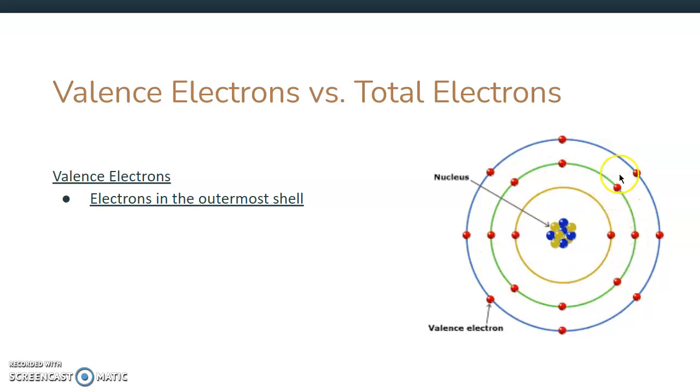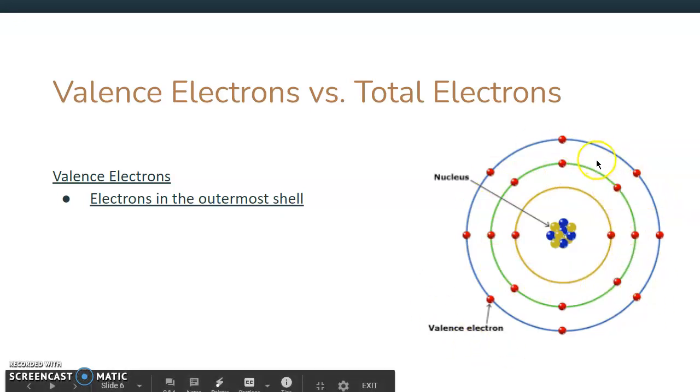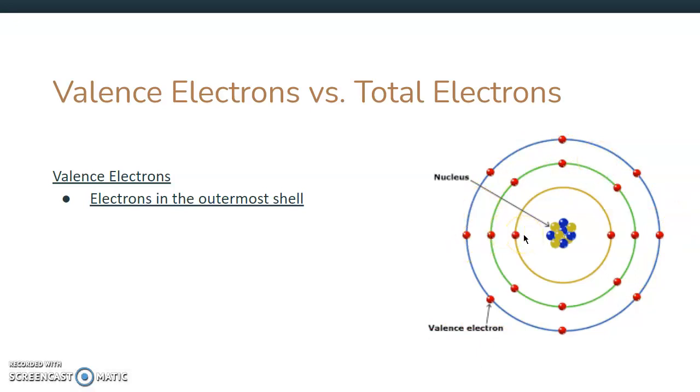8 little circles like this, and our last one has 8 electrons as well. So our total, 8 plus 2 plus 8, would be 18 electrons, but our valence electrons would be 8. And why is that important? Our valence electrons is where the chemistry happens.